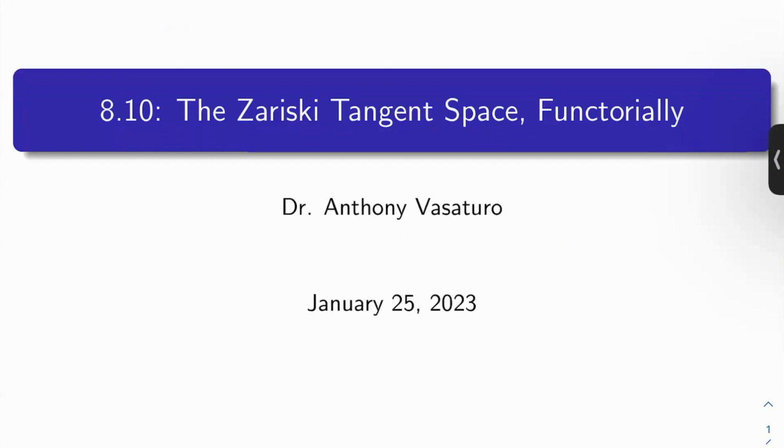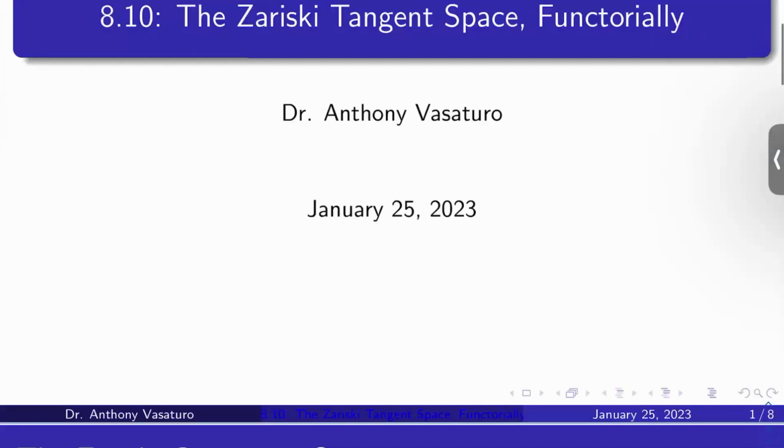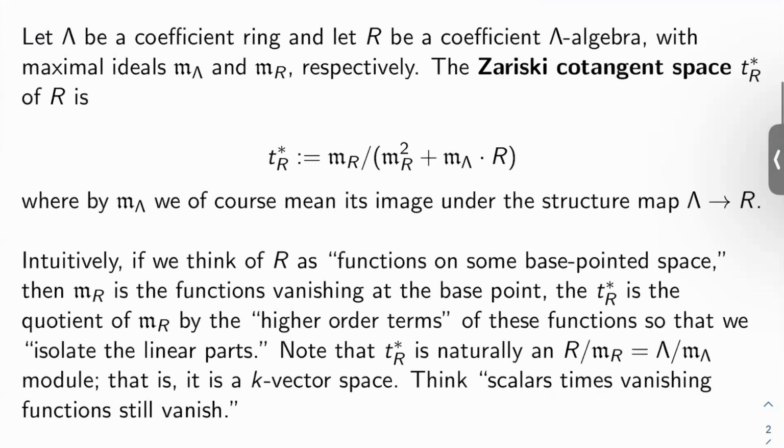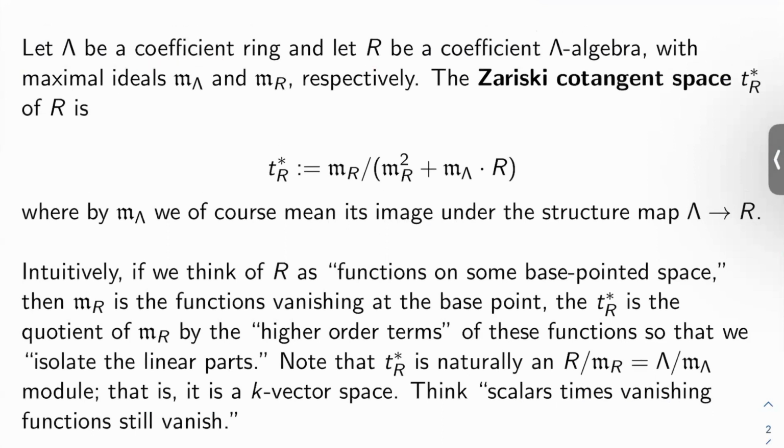Today's video is on the Zariski tangent space from a functorial point of view. So let's get it. Let lambda be a coefficient ring. Let R be a coefficient lambda algebra. And let's call the maximal ideals of these guys M lambda and MR respectively.